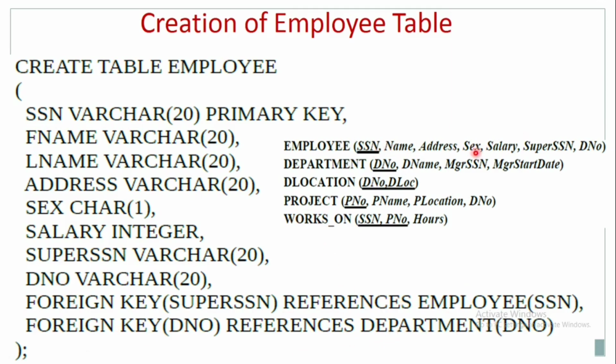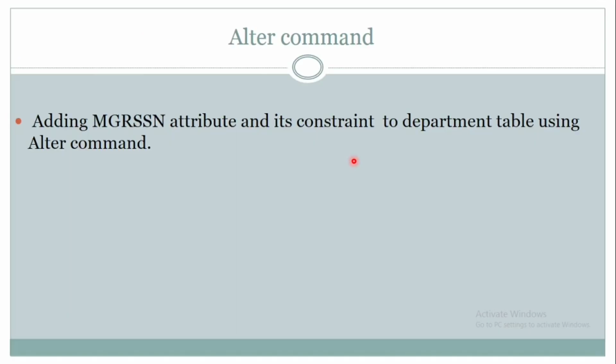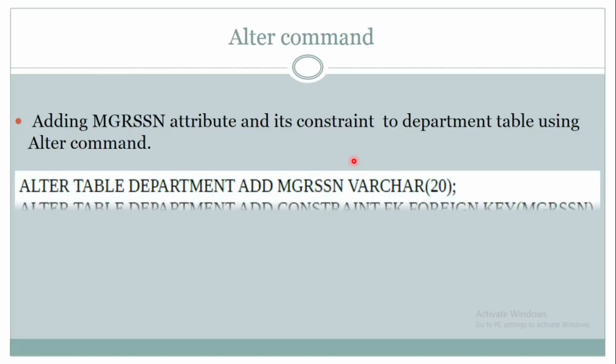As you can see here, the department number in an employee table refers the department number of a department table. Thus we have just created department and employee, and now we can create manager SSN because the SSN attribute has been created, that is, the parent key has been created. Now it's time to create the child key. By making use of an alter command, we can add manager SSN to the department table. Let us see how to add manager SSN to the department table.